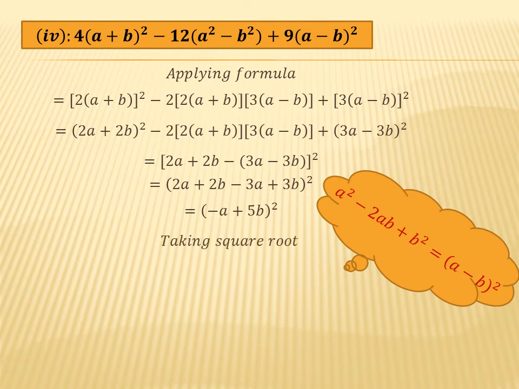We have to take the square root. After taking the square root, we will have the answer with plus minus. We normally don't write the minus sign in the beginning, so I will arrange it as 5b minus a. That will be the final answer. If you don't arrange it, it doesn't matter.